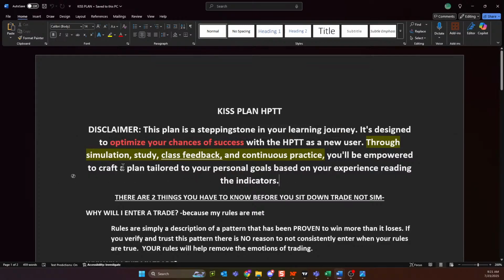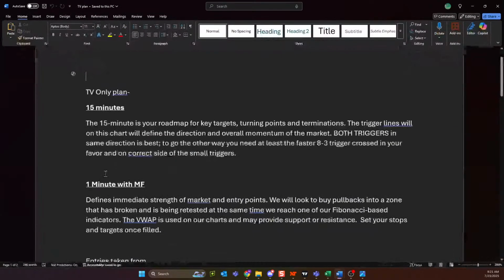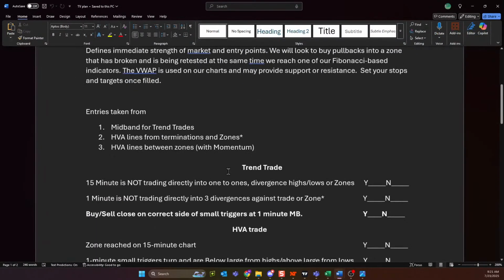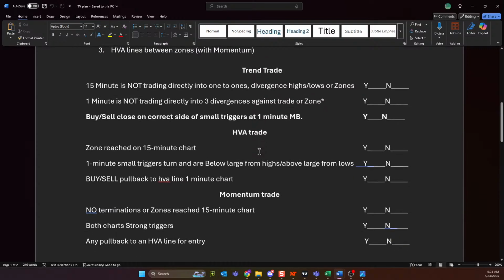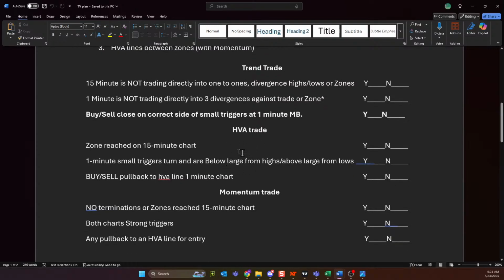With a little study, simulation, class feedback, practice, guys, you'll get to the point to where you write your own plan. If we're looking at TradingView, the only way I'm going to take a trade is if my plan is met. So we'll look for trend trades. We'll look for high volume area trades. Guys, these are few and far between. And then we'll look for momentum trades. And this will probably be the majority.